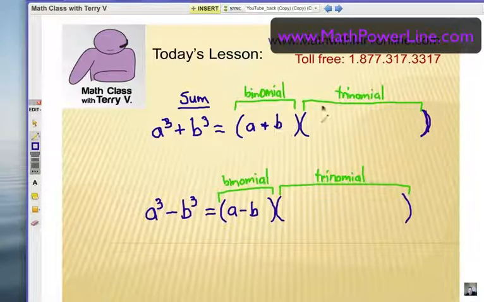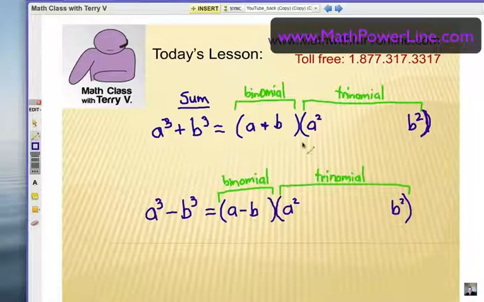Now in the trinomial, what we're going to do is we're going to square this first one. So that becomes a squared, and the b squared is at the end. The same for our difference example down below. So the first term is squared and the 3rd term is squared to match our binomial.